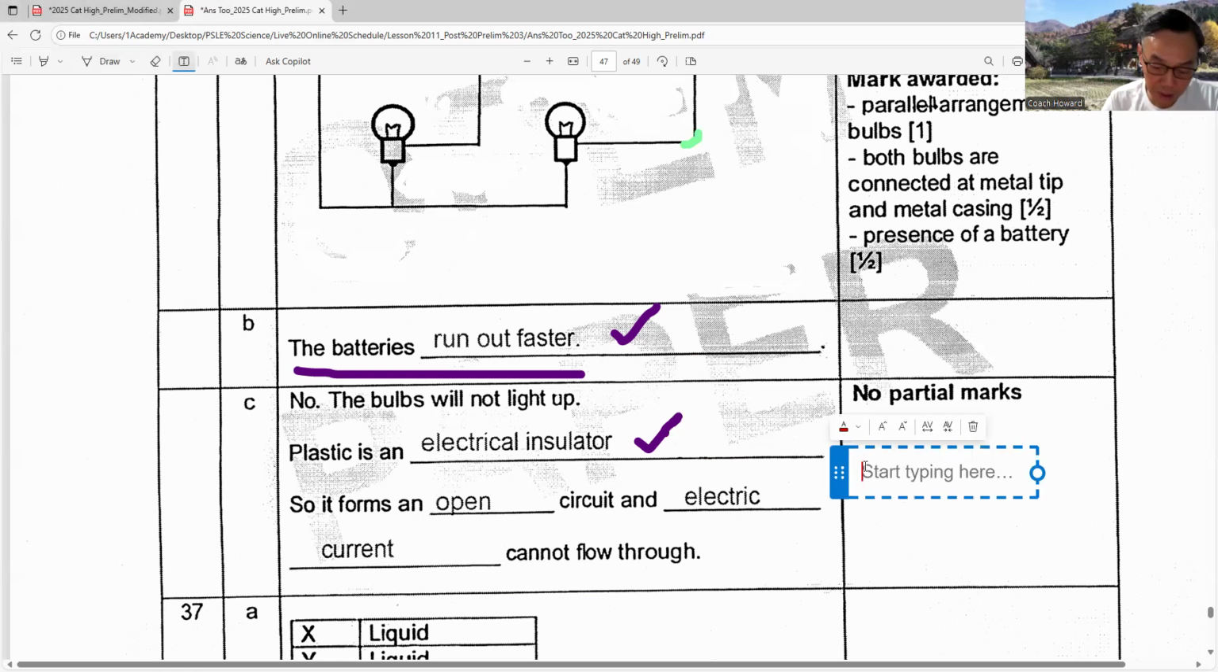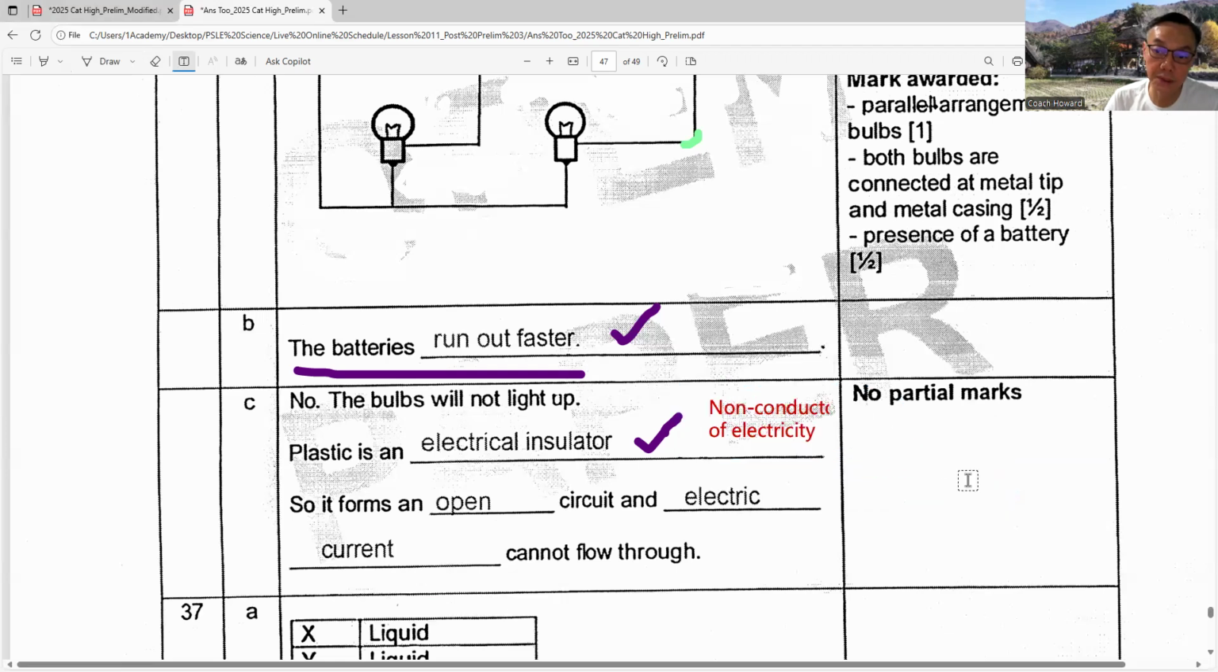Okay, so you can use this term, non-conductor or insulator of electricity, both accepted.